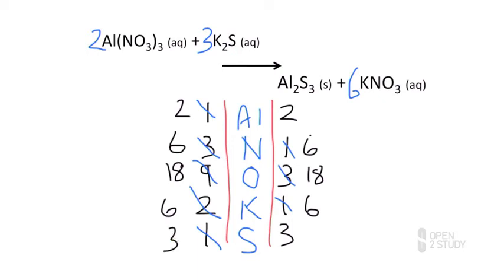And if you have a look at your table now, you'll see that on the left-hand and right-hand side, they are both identical. That means this equation is now balanced. That's exactly what we want.